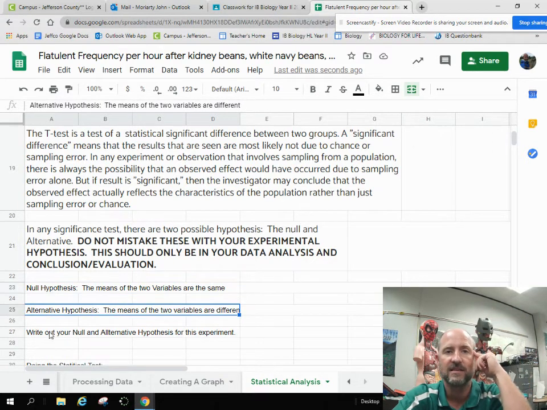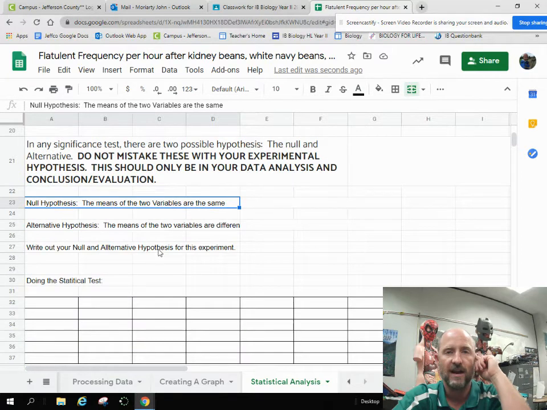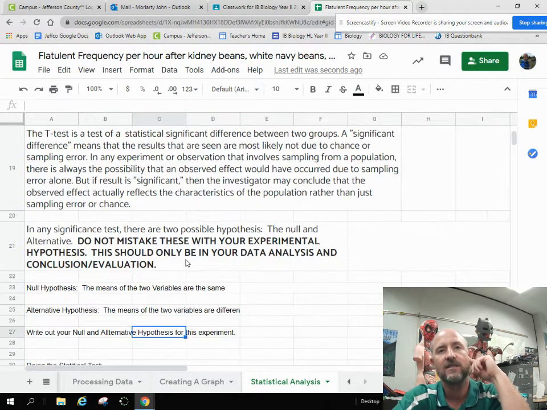The alternative hypothesis would state the means of the 2 variables are different, okay? And you'd have to write these for your variables, what you're testing, or your 2 groups. The means of the 2 groups are different, or the means of the 2 groups are the same. And you always want to write out your null and alternative hypothesis, but really, really important, do not mistake these with your experimental hypothesis. This should only be in your data analysis and conclusion and evaluation.